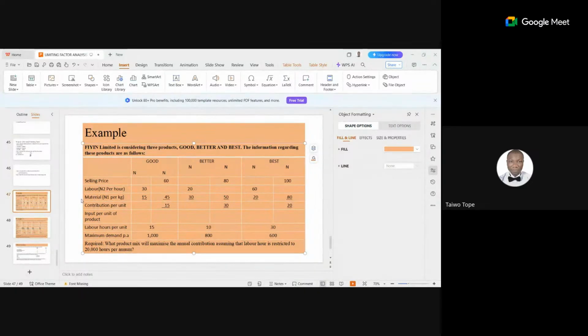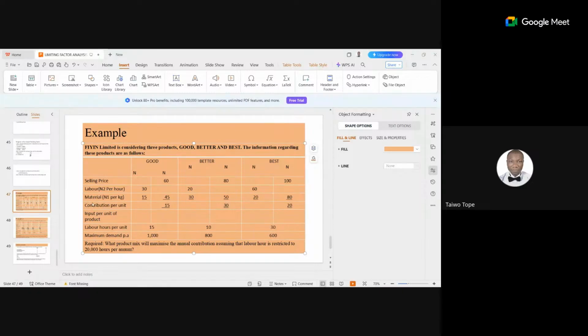Now, material too, 1 naira per kg. We incur how much here? 15 naira on good. So how many kg do you use to produce 1 unit of good? It will be 15 divided by 1. You have 15 kg. So also for better, 30 naira was incurred on material, and you're spending 1 naira per kg. It means the total number of kg used to produce better is still 30. Same for best, it will be 20 kg.